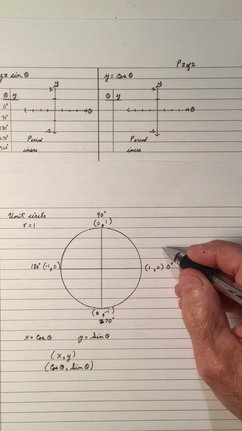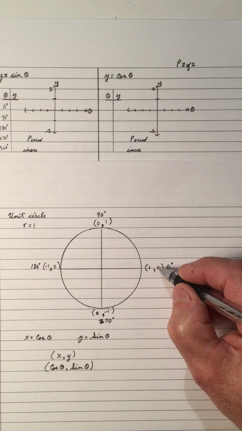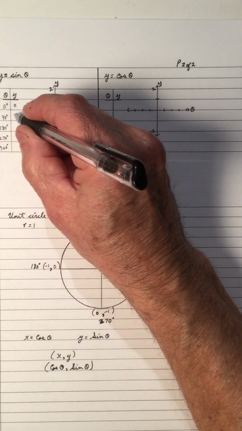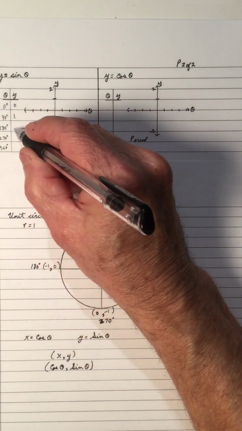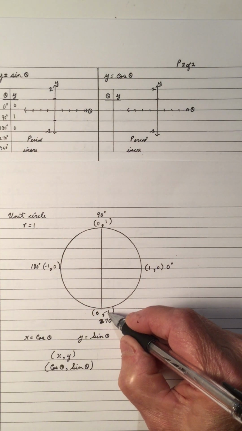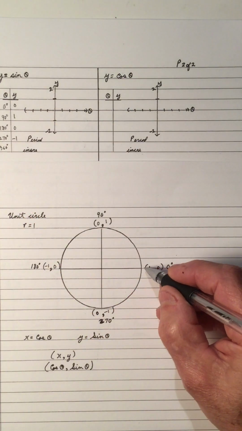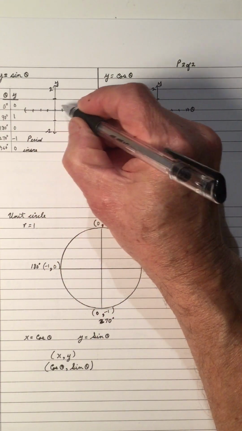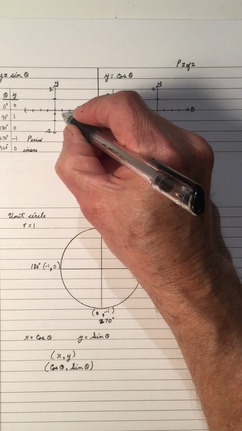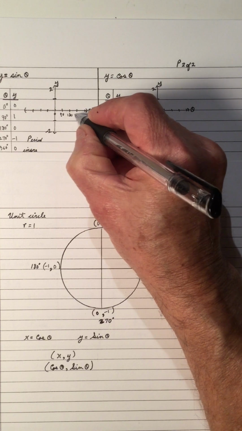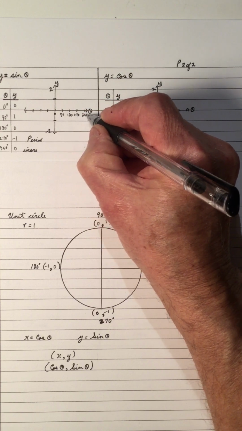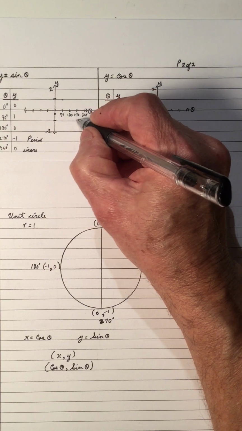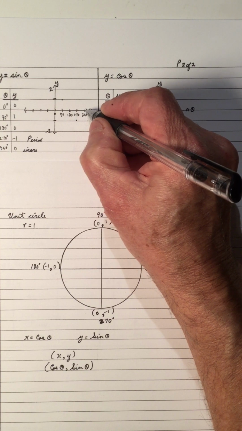And the sine is the y. So the y at 0 degrees is 0. The y at 90 is 1. The y at 180 is 0. The y at 270 is negative 1. And the y at 360 is 0. So the sine graph, 0 gives you 0, and again this is 0, 90, 180, 270, 360. So 90 is a 1, 180 is a 0, 270 is negative 1, and 360 is 0.